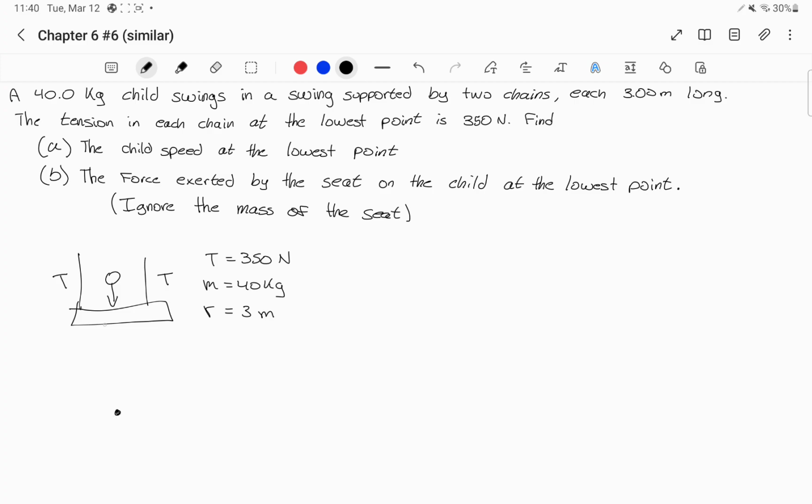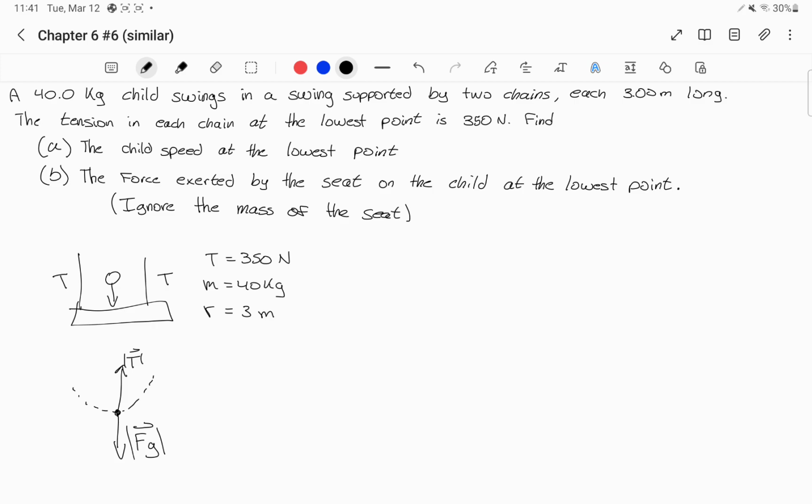So let's say that this dot is the child. Then the two forces that the child is experiencing, because remember the child is swinging back and forth, back and forth, back and forth, so we can draw a half circle. The force towards the center, we can call the tension. And the other force, the only other force that we are going to show, because we are ignoring the mass of the seat, is the force exerted by the child's weight downward, which we can call F of G.